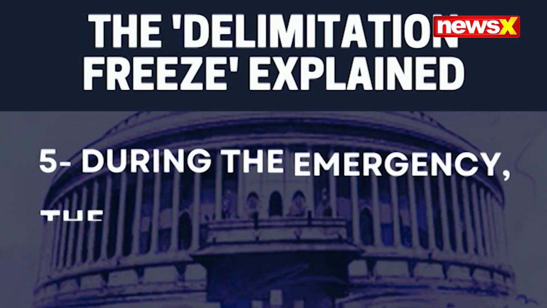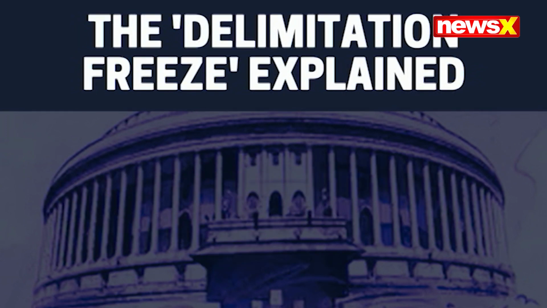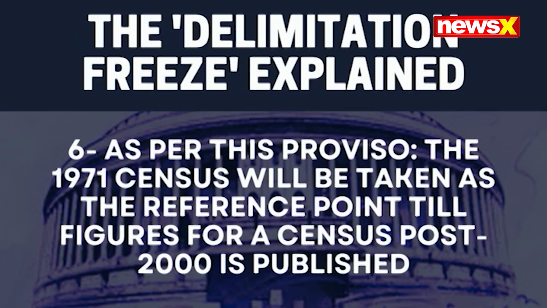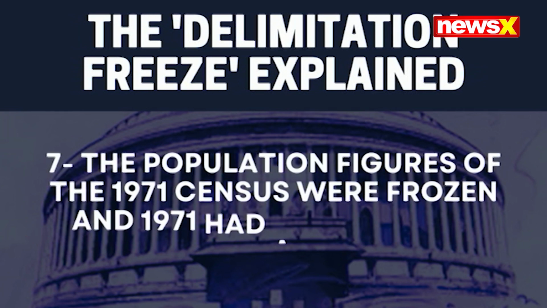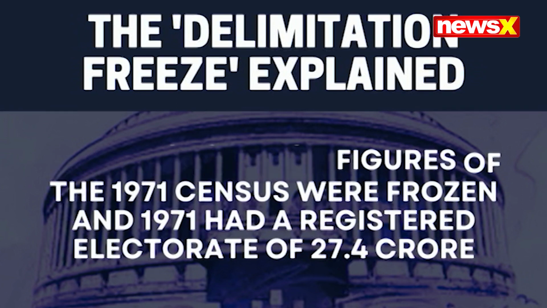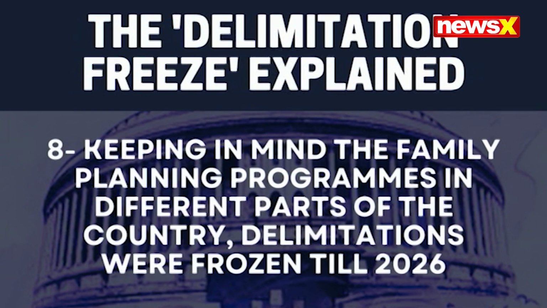Now, during the Emergency, the 42nd constitutional amendment added a proviso. As per this proviso, the 1971 census would be taken as the reference point till figures for a census post 2000 are published. The population figures of the 1971 census, remember this is 60 years ago, were frozen, and 1971 had registered an electorate of 27.4 crore. Keeping in mind the family planning programs in different parts of the country, delimitations were frozen till 2026.